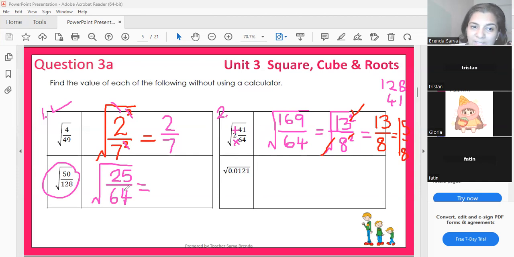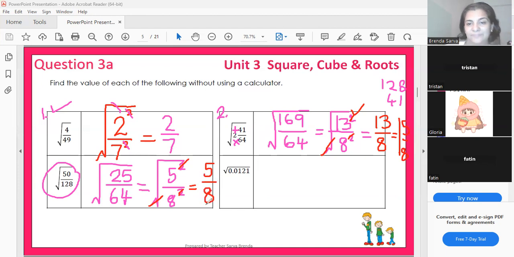Now, you can already see what numbers are these. 25 is 5 squared. And 64 is 8 squared. Can you see that? And so now we can cancel off these squares with the root, leaving us with the answer 5/8. All right, I'm going to ask you to do this one last question.